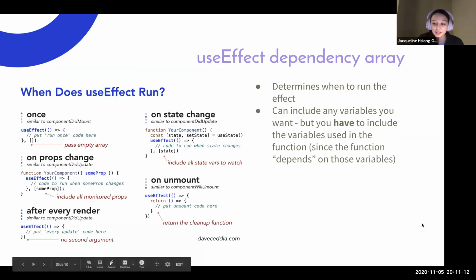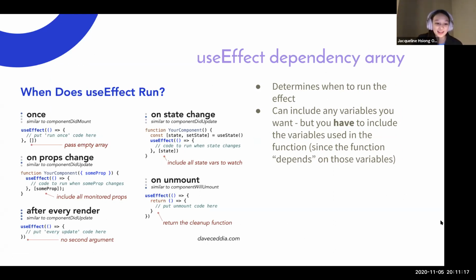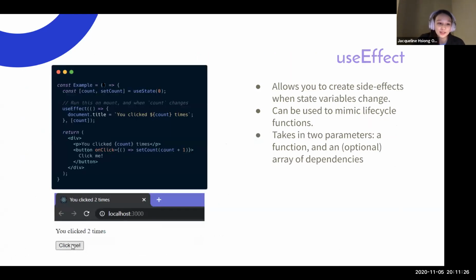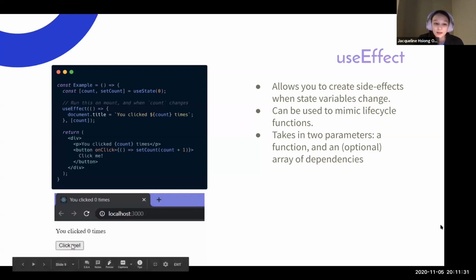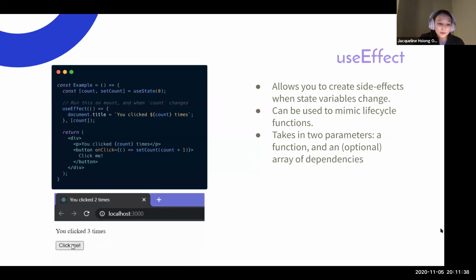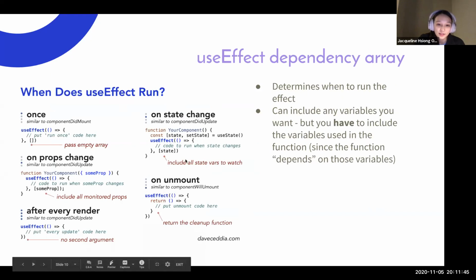So if we're going to dive a little deeper on this dependency array, which is a little bit more complicated and it's kind of difficult to wrap your head around. This basically determines when we are going to run the effect or the function that we pass into useEffect. So in this case, the function is setting document.title to you clicked count times. So you can see here in this example, we have count in our dependency array, and that is our state variable. So we're basically saying every time count changes, you're running this effect.